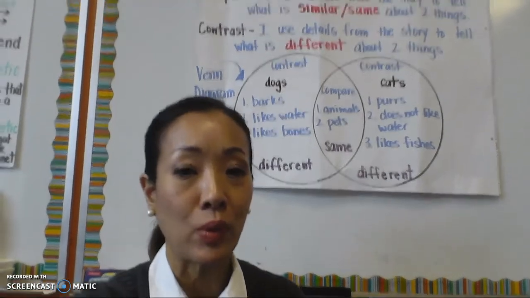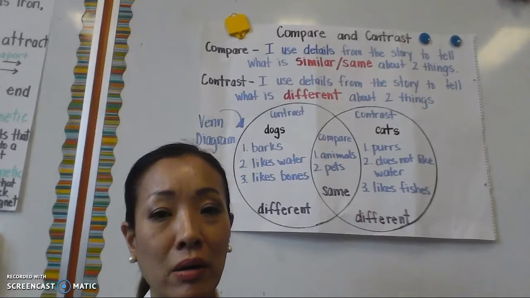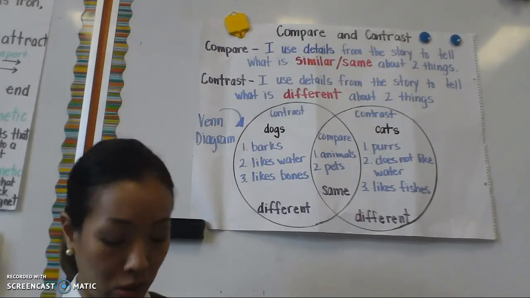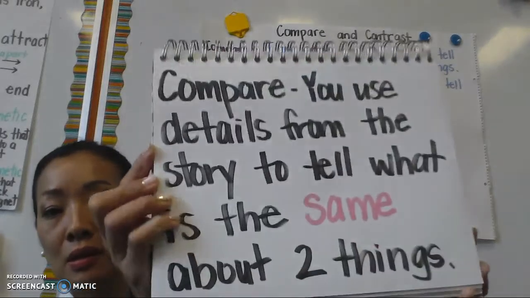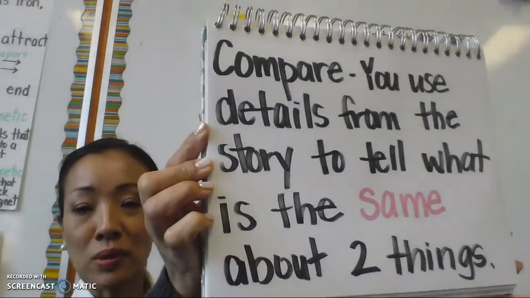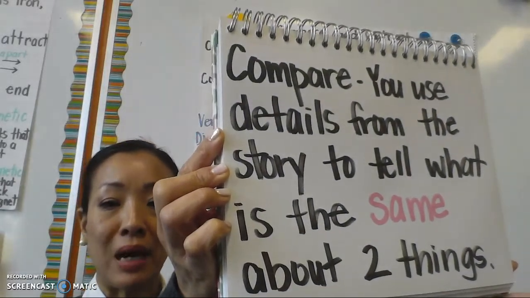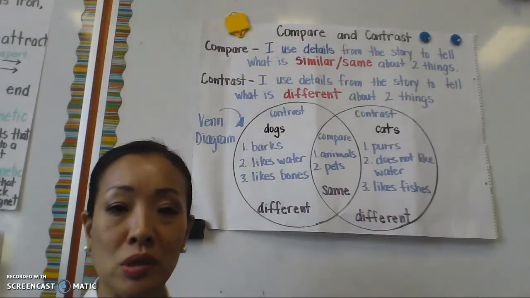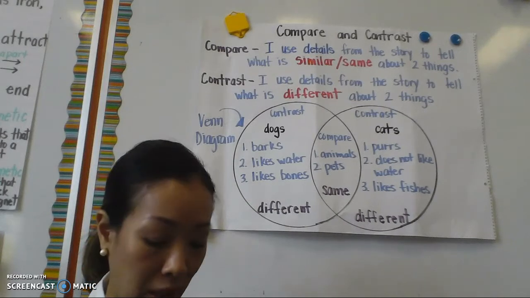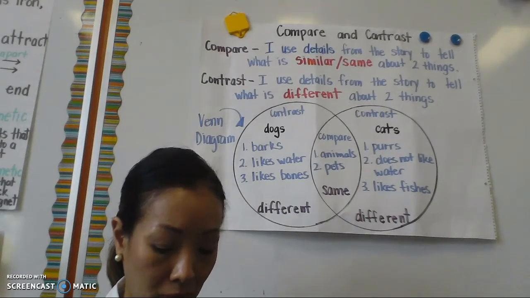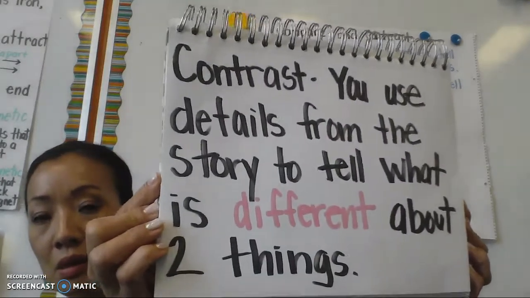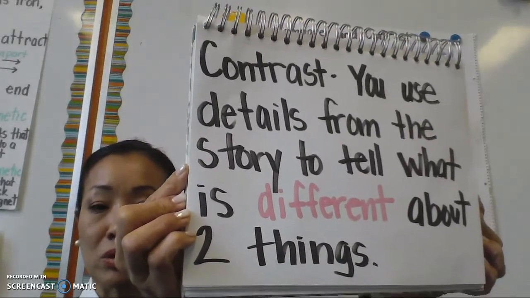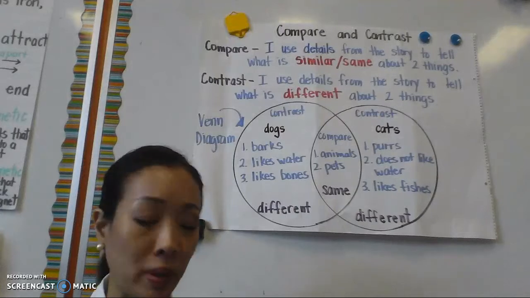Well, if you take a look at my board, compare is when I use details from the story to tell what is similar and same about two things. Contrast, I use details from the story to tell what is different about two things. So where do you put these details?